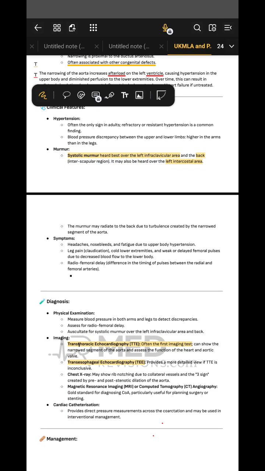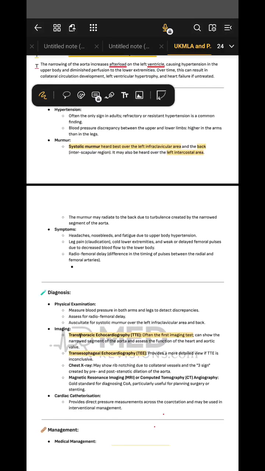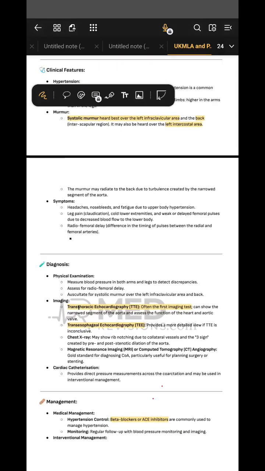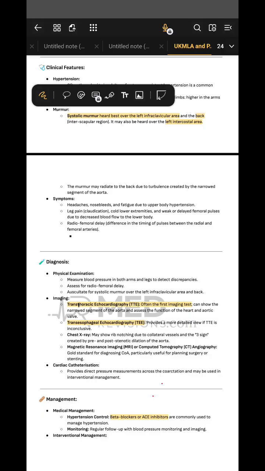The clinical features: hypertension. What happens? The early sign, refractory or resistant hypertension, is a common finding. Blood pressure discrepancy: what does this mean? The blood pressure is increased in the upper extremities, the upper limb, and decreased in the lower limb, the arm and the legs. Murmur: a systolic murmur heard best over the left subclavicular area or the back.